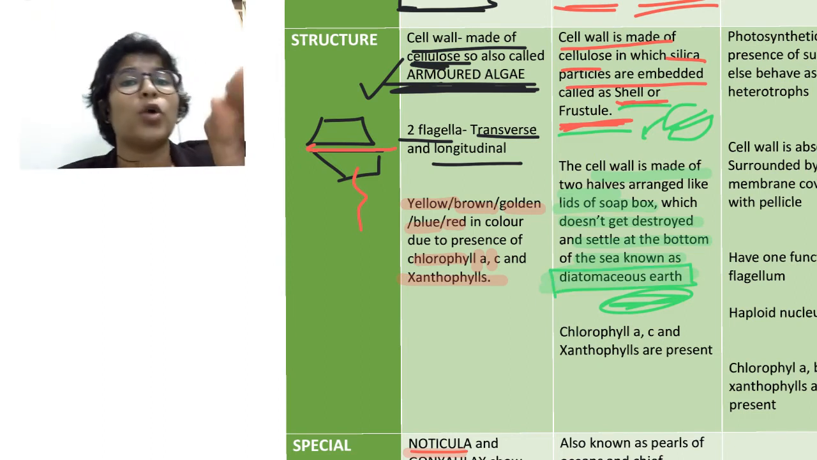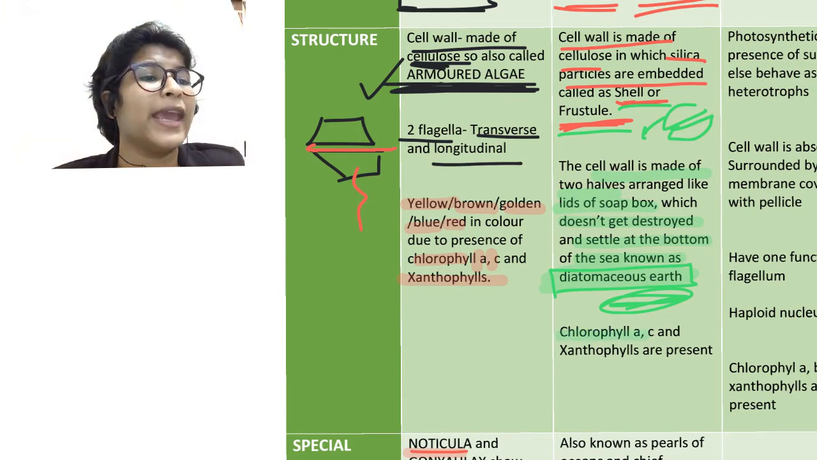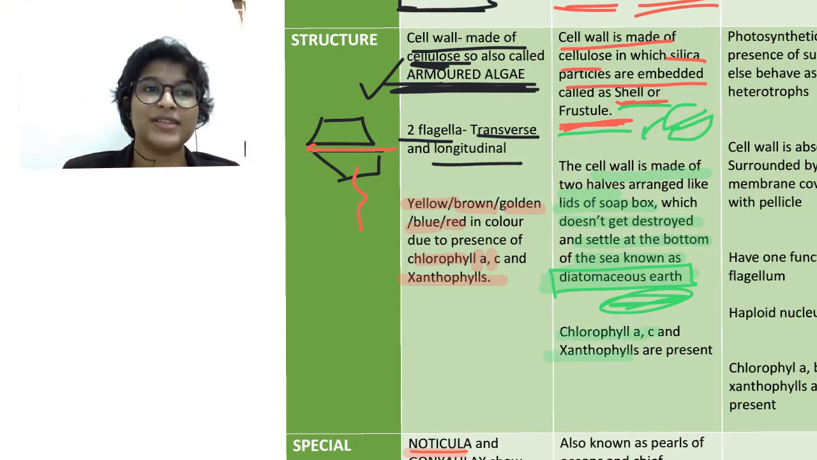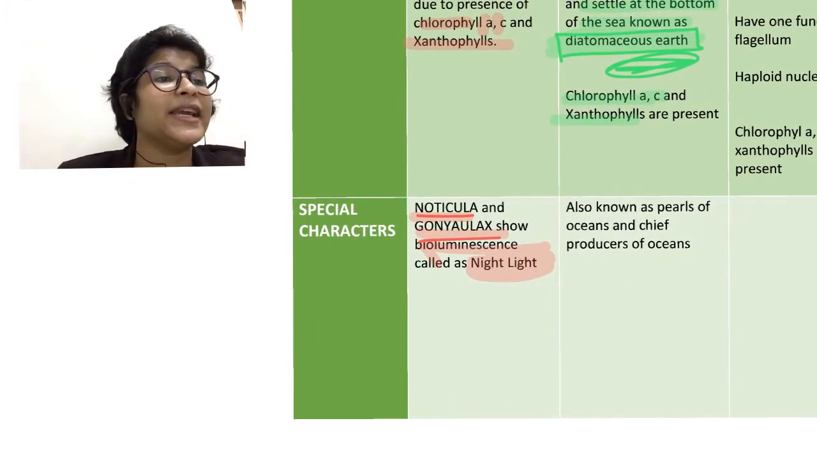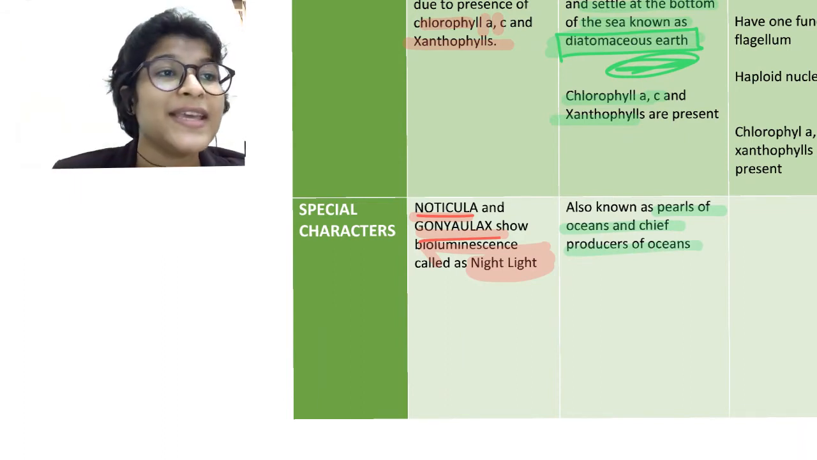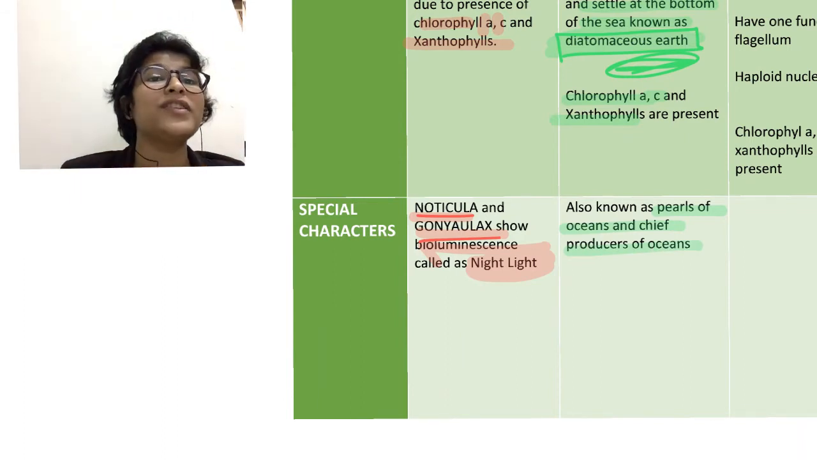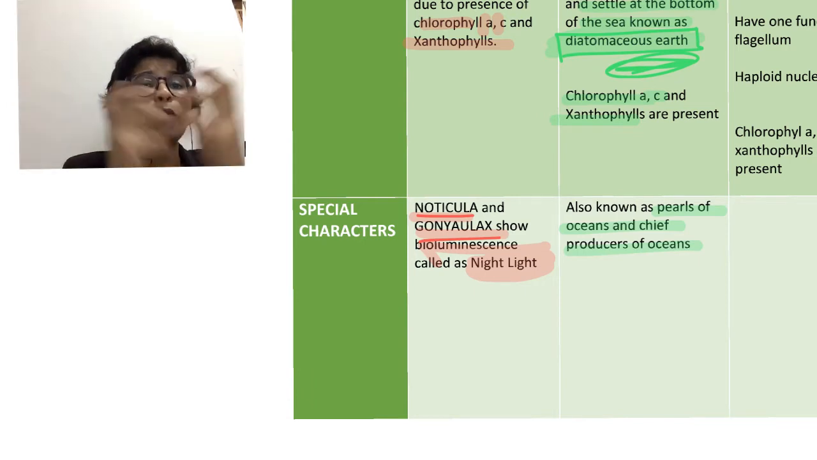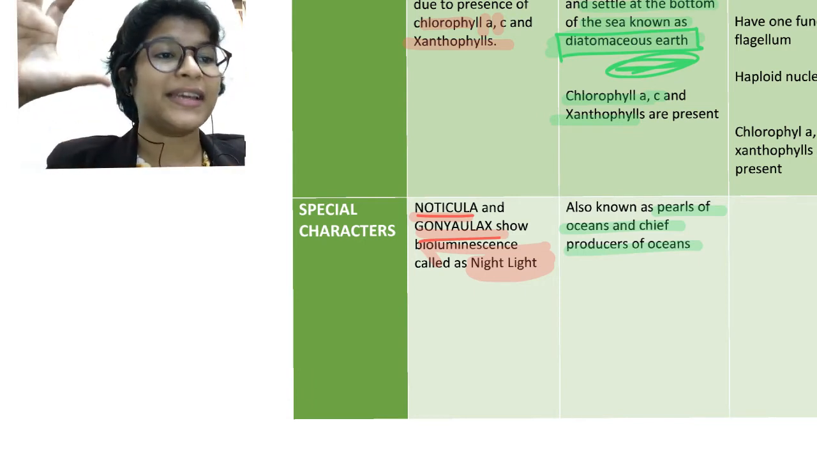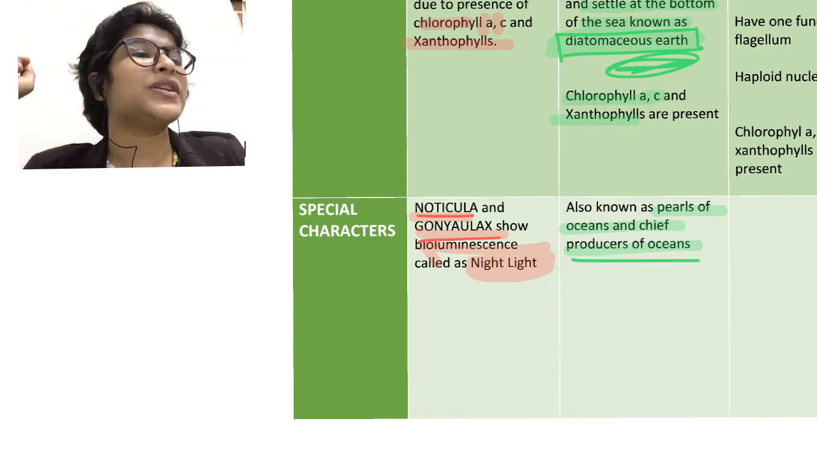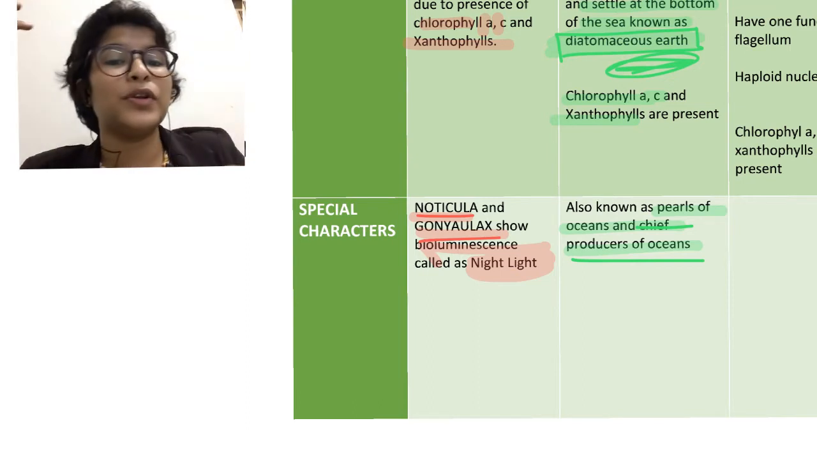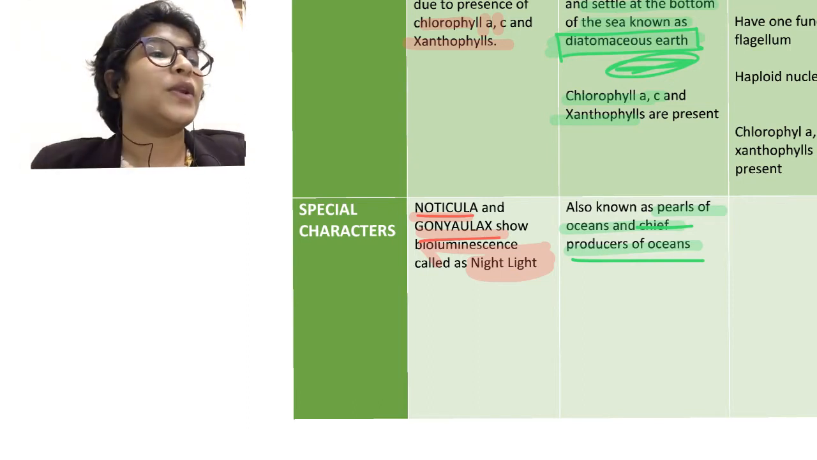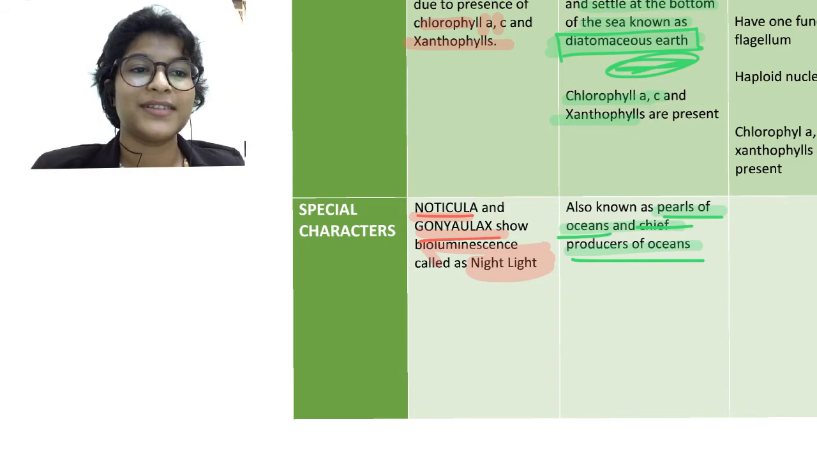Okay, now what are the pigments present? We have chlorophyll A, chlorophyll C and xanthophylls. Okay, what are the special characters? They are known as pearls of the ocean and the chief producers of oxygen. Okay, so they have chlorophyll A, C and xanthophylls, जिससे वो photosynthesize करते हैं और बहुत सारे quantity में oxygen produce करते हैं, and that is why they are called chief producers of oceans, because they photosynthesize and produce a lot of food as well, and they are also called pearls of the ocean.